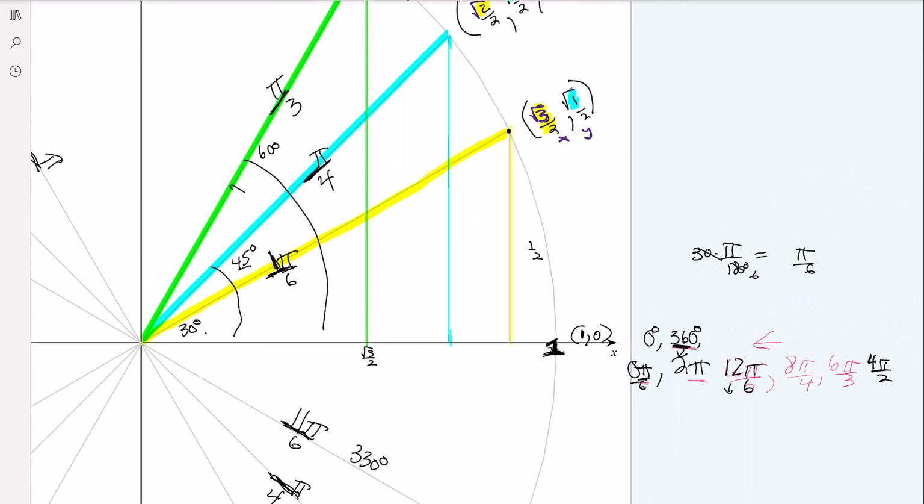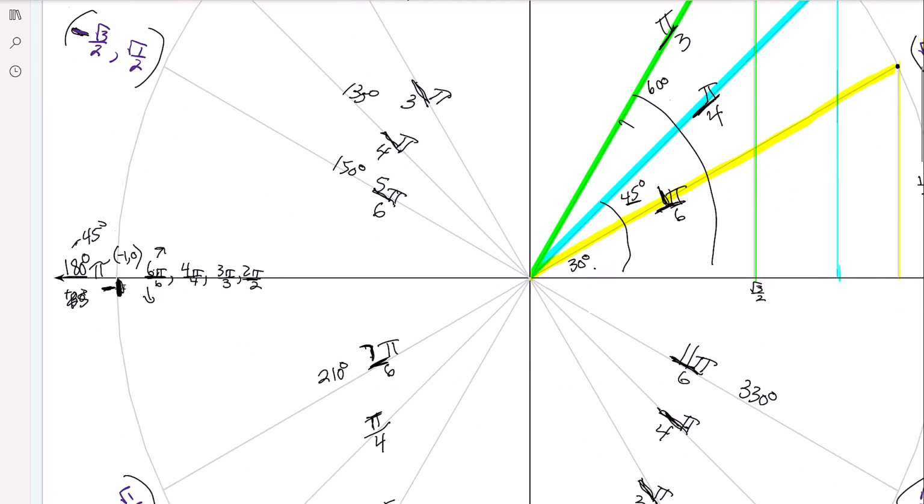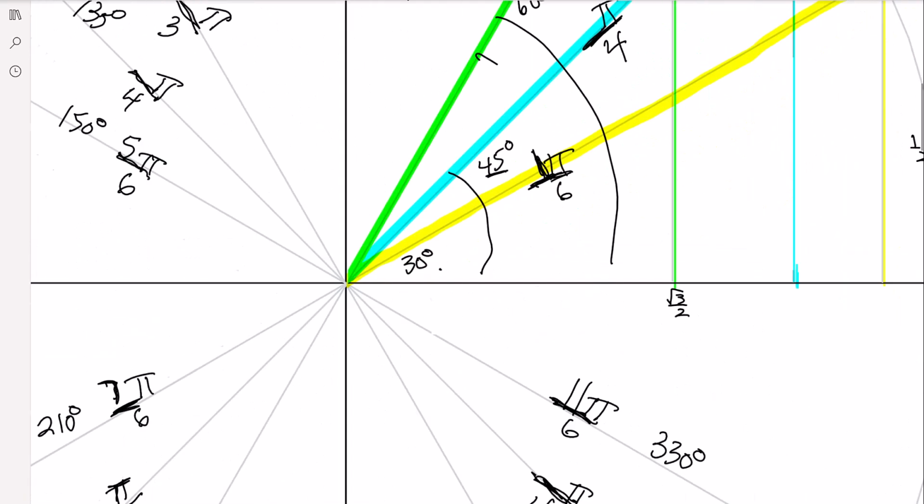Now here we've got a 45 degree angle. So 0 plus 45 is 45, so we come over here to 180. And if we subtract 45, we get 135 degrees. If we add 45 to 180, we get 225 degrees. And I didn't do the radians yet.